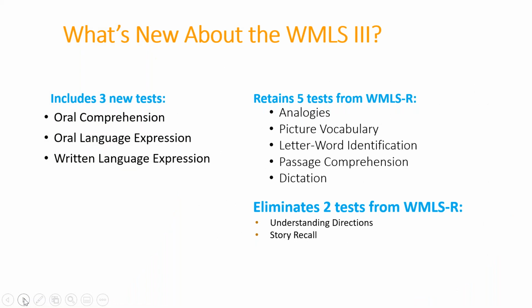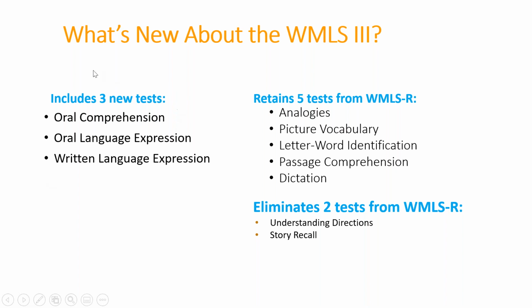So what's new about it? Well, it did retain 5 tests that were on the previous version of the WMLS, the WMLS-R. It kept the analogies test, the picture vocabulary, letter word identification, passage comprehension, and dictation. It did eliminate 2 of the tests from the WMLS-R, and those are understanding directions and story recall. And for those of you who are familiar with the WJs, you know these were moved to different batteries in the WJ family and in the Batería.